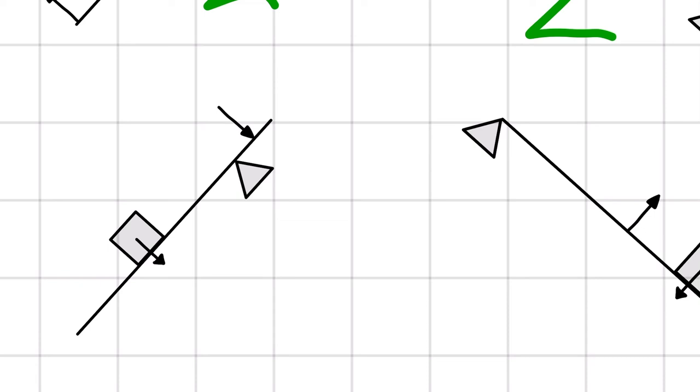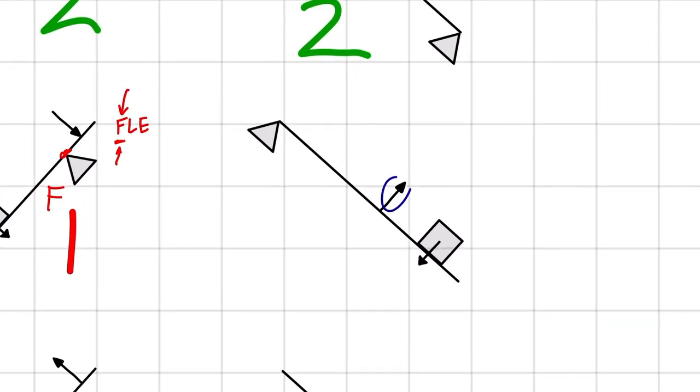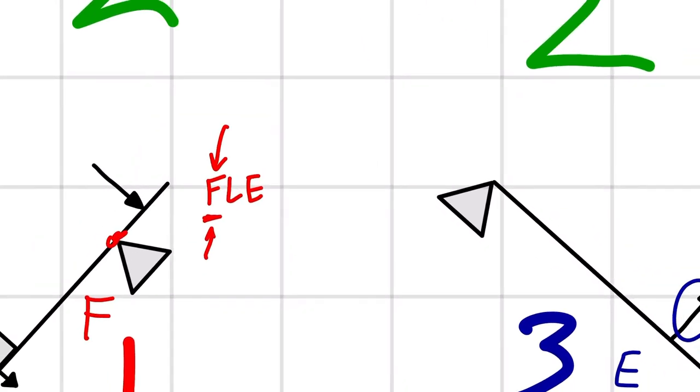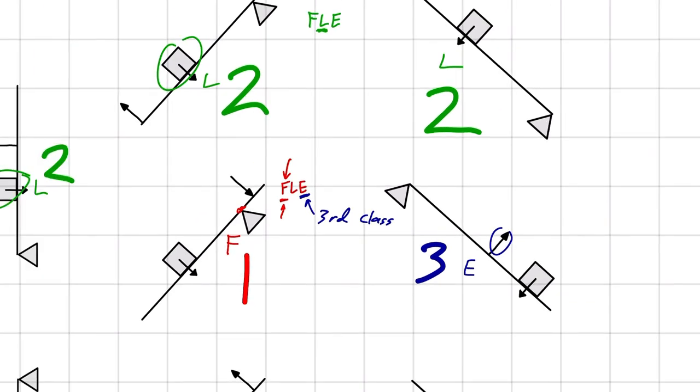Which one's in the middle here? Well, it's going to be this fulcrum. First class lever, because in the acronym FLEE, F is the first in this acronym. So when our middle component is the fulcrum, that means it is a first class lever. And here we have the effort in the middle, telling us it is a third class lever. So look in our acronym. When the effort is in the middle, it is the third term in this acronym. So it is a third class lever.